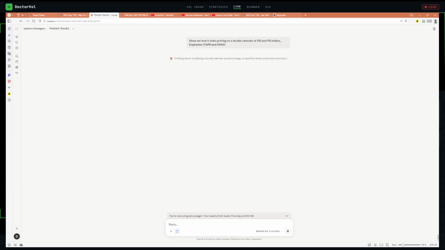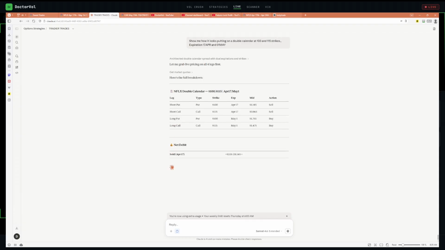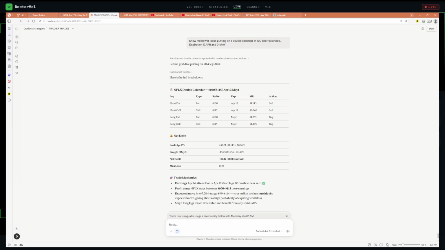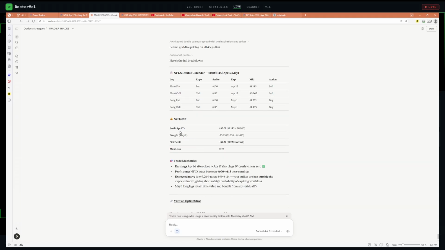Let's wait for it to give me the numbers here. So it's constructing it in OptionStrat. It's also getting quotes. So I programmed this to basically generate my OptionStrat link for the trade itself as well. My max loss, it says here, is 122 bucks.